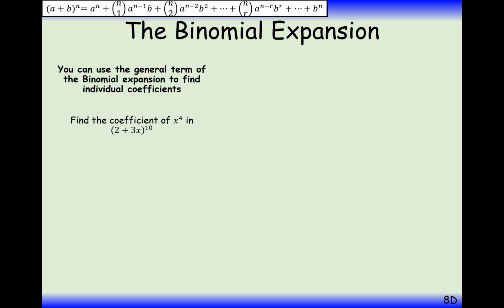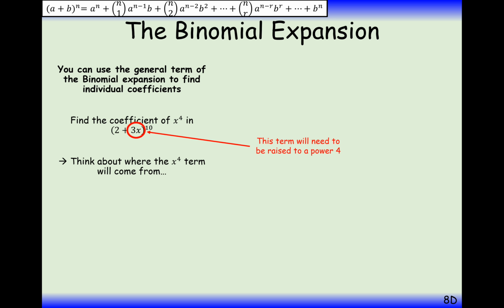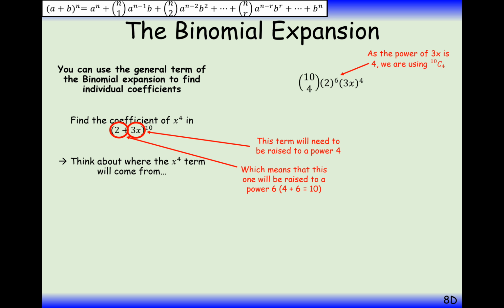So what we're going to do is just locate the coefficient on x to the 4 from this bracket here, (2 + 3x) to the power of 10. Now, if we want x to the power of 4, we're going to look for that 3x to be to the power of 4. If we've got 3x to the power of 4, what does the 2 need to be to the power of? Well, the powers need to add up to make 10, so 2 needs to have a power of 6 on it. And if we've got 4 on the 3x here, then we're going to need 10 choose 4.